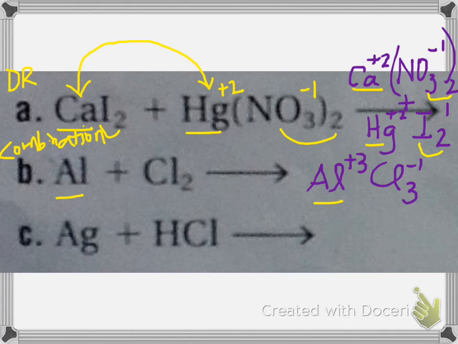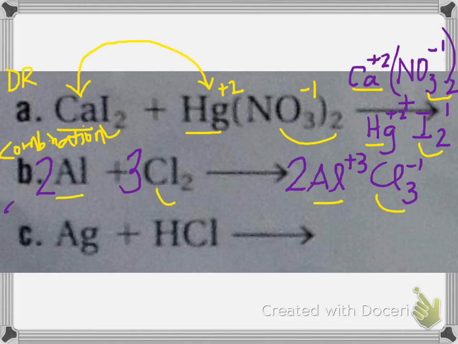Now I'm ready to balance this. 1 aluminum, 2 chlorines, and 3 chlorines, so I have to make them both 6. I need a coefficient of 3 in front of chlorine, and a coefficient of 2 in front of aluminum chloride, which means I need a coefficient of 2 in front of aluminum, and this is now properly balanced.